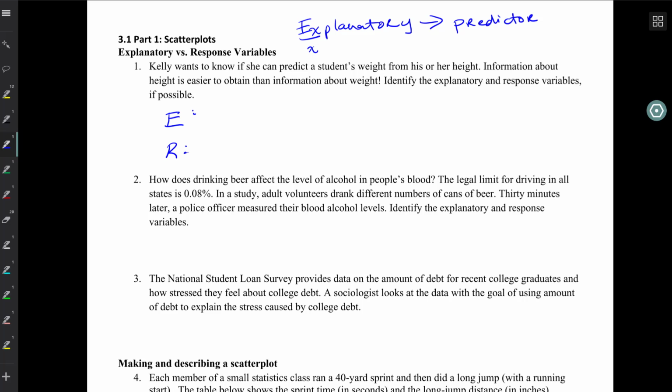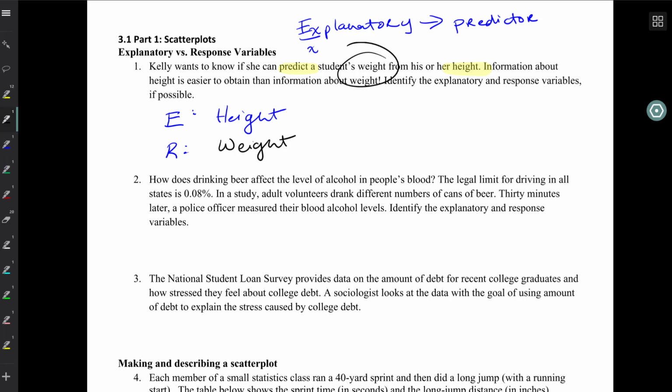Kelly wants to know if she can predict a student's weight from his or her height. She wants to predict a student's weight from their height. So the predictor, the thing that's doing the predicting, is the height. Thus, that is our explanatory variable. Now, what is it she's trying to predict? The thing that she is trying to predict is the weight. So that is what we are trying to predict.